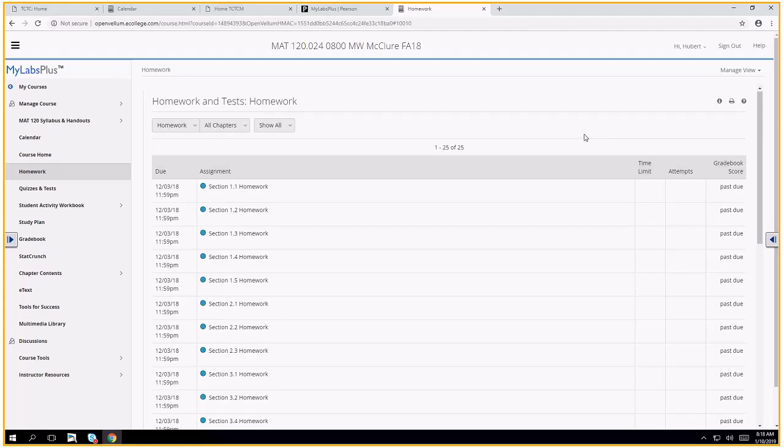Now, if you need to know the due dates, you look on MyLabs Plus. Right now, these say 12/3. Oh my gosh. That's not right. You don't need to worry about that yet because I haven't started teaching yet. All right? But the due dates are right here. If there's nothing there, you don't need to worry about it.